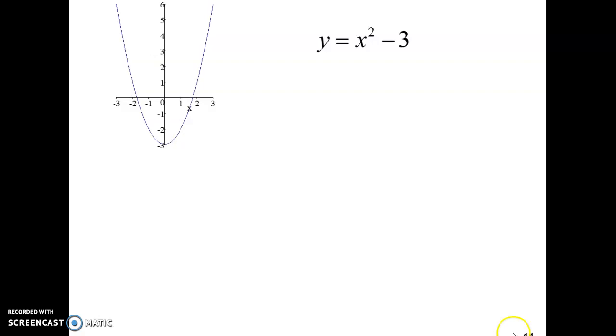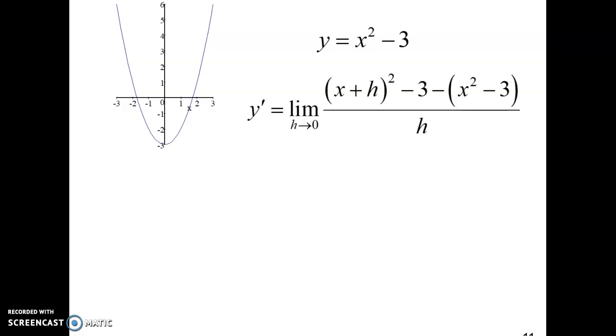Now, if we have an actual formula for the curve, then all we have to do is use the limit definition of the derivative. So I'm going to use this limit definition of the derivative. Remember, the derivative is equal to the limit as h approaches 0 of f of x plus h, which is x plus h squared minus 3, minus f of x, over h.